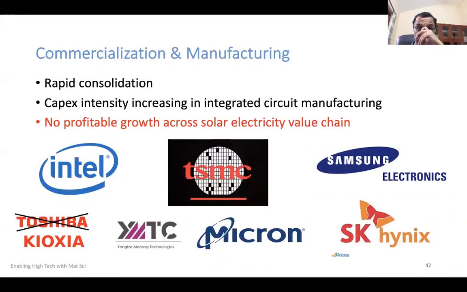So if you see this, again, as I mentioned, there is consolidation. Now these logos that I have here, I'm sure most of you are familiar with Intel or Samsung or Micron. TSMC is what we call a foundry, and it stands for Taiwan Semiconductor Manufacturing Corporation. We at Applied Materials develop and sell equipment to these companies. So they are our customers. The names at the bottom, you may or may not have heard of SK Hynix, which is a Korean chip manufacturer.